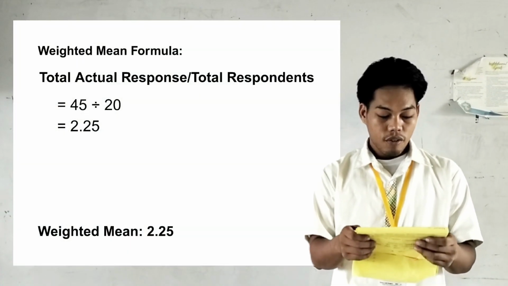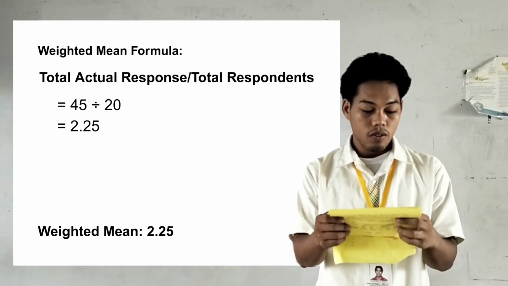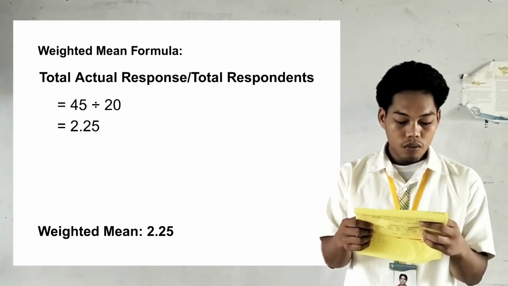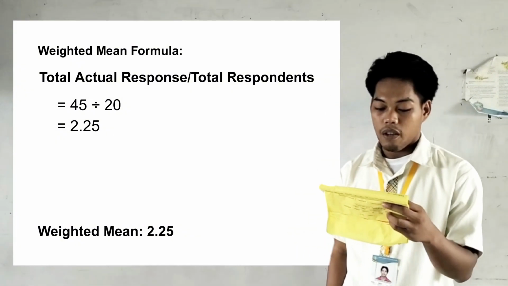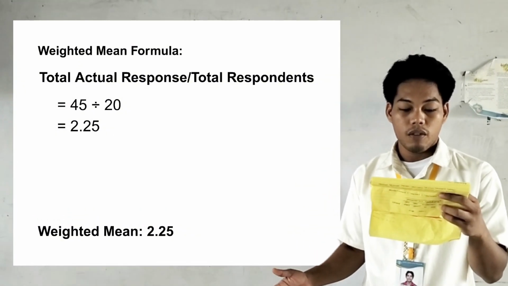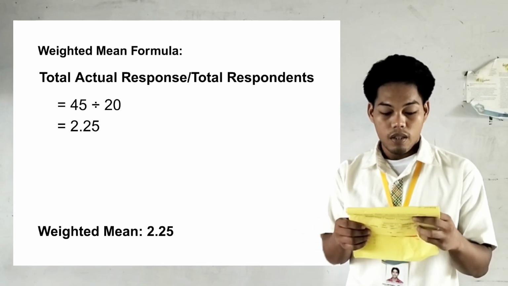Good day everyone, my name is Alan Rospiro Dela. Today I will be explaining how to get the weighted mean. First, you need to get the total actual response divided by the total respondents. So our total actual response is 45, while our respondents is 20, so 45 divided by 20 is 2.25. So that is our weighted mean.